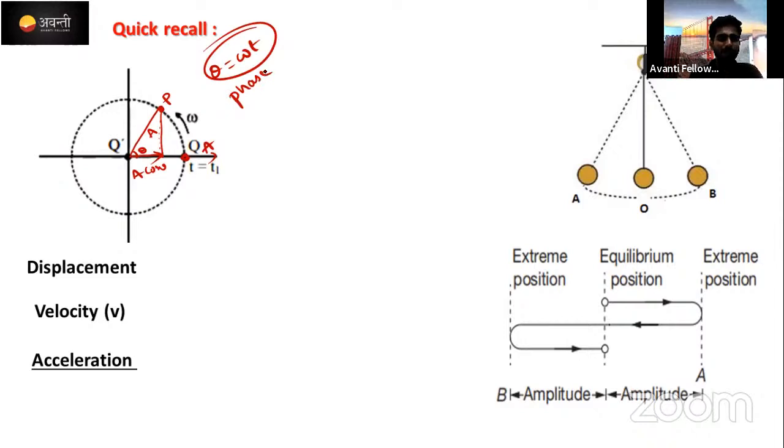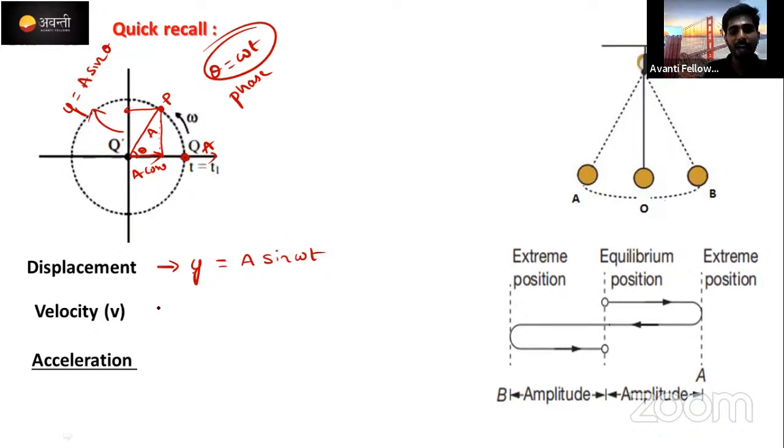Did you remember this one? This is along the x-axis. If you draw the perpendicular line to the y-axis, the displacement equation will become y is equal to a sine theta, or omega t. Finally, we conclude this: we write displacement y as a sine omega t. Omega t is nothing but the phase.